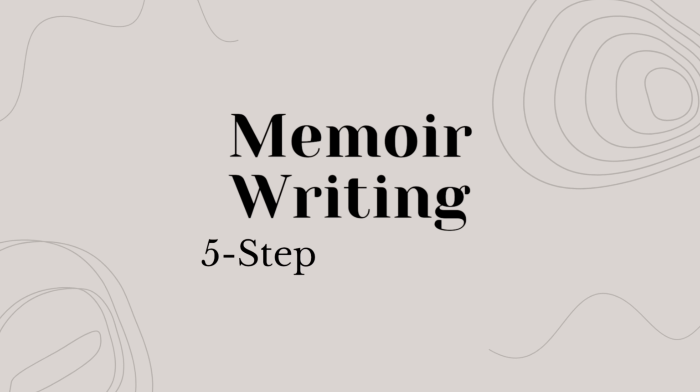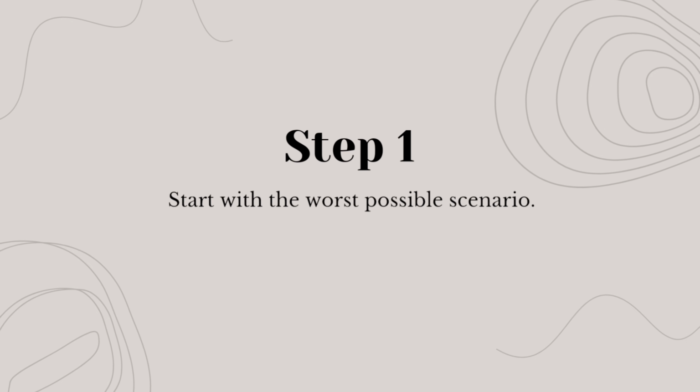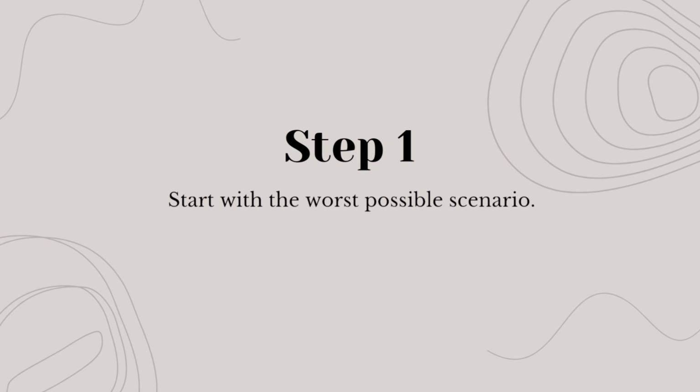So what you need to learn in this memoir writing 5-step sequence is that number 1, start with the worst possible experience that you've ever gone through. For me, that first chapter was the worst experience of my life.